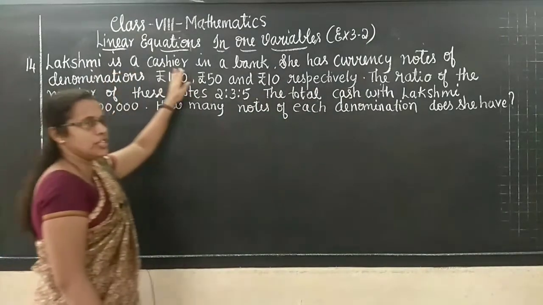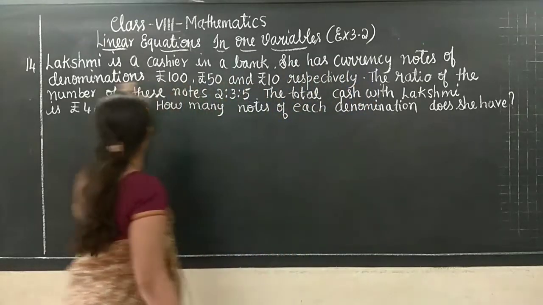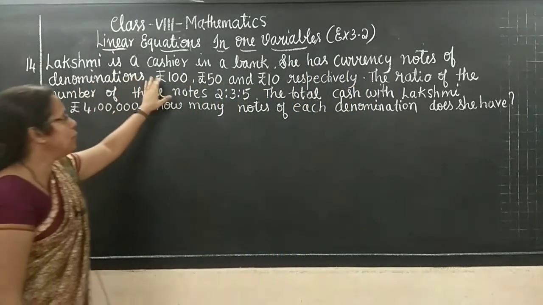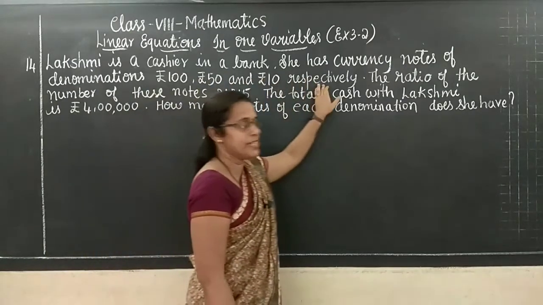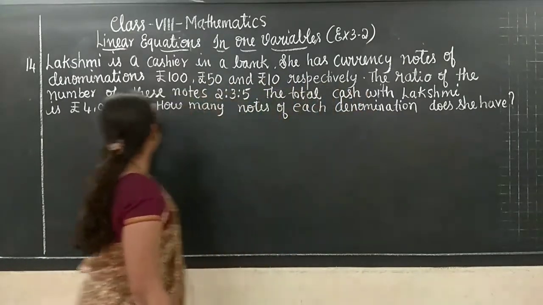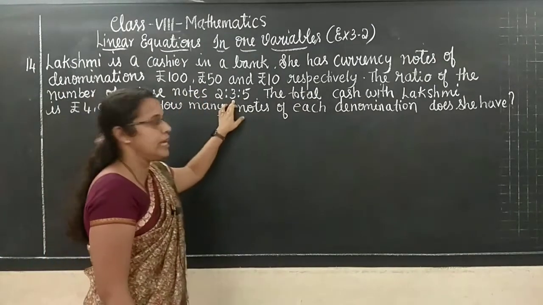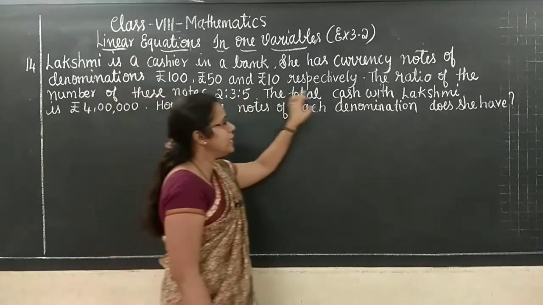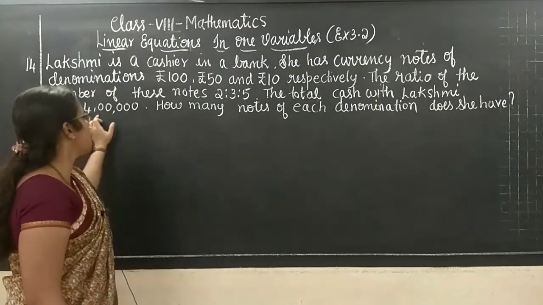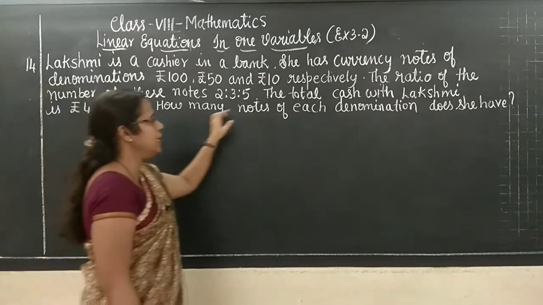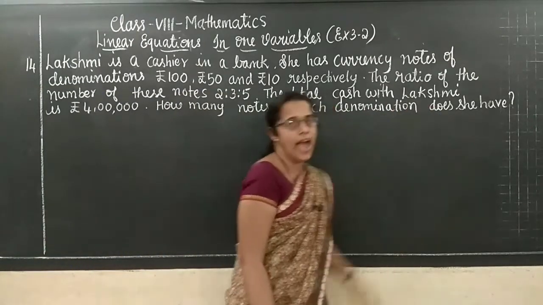Lakshmi is a cashier in a bank. She has currency notes of denomination ₹100, ₹50 and ₹10 respectively. The ratio of the number of these notes is 2:3:5. The total cash with Lakshmi is ₹4 lakh. How many notes of each denomination does she have?